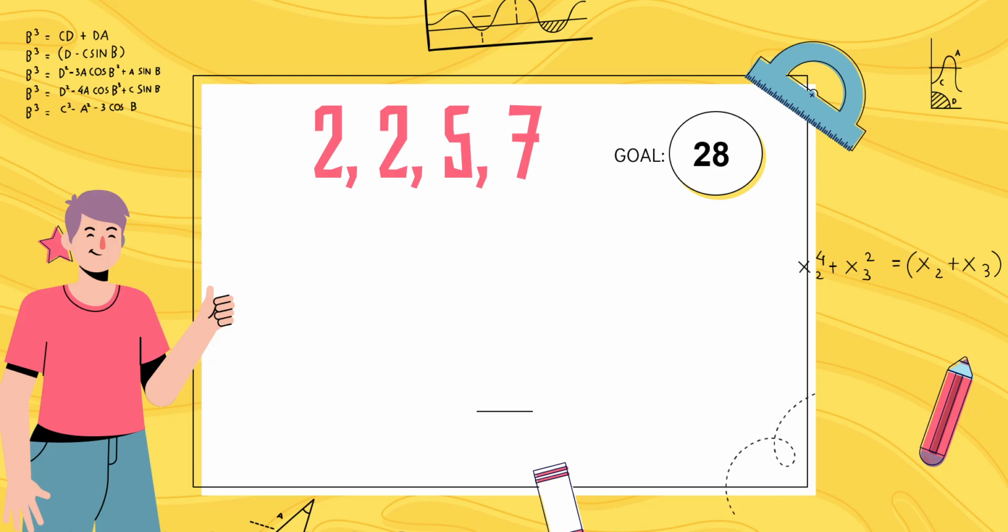We need to get number 28. We are allowed to use 2, 2, 5, 7. We need to use them all once. And as we said before, plus, minus, multiply, and divide. Challenge yourself. Give it a try. Get a pen and paper and see what you can do.